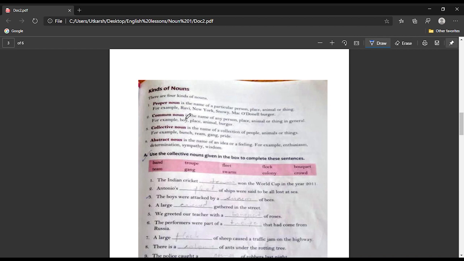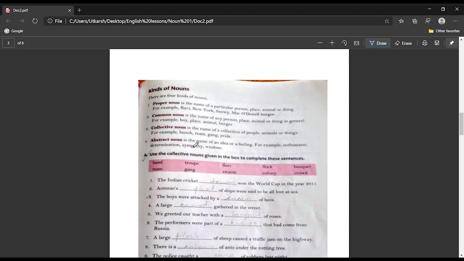Then there is common noun. Common noun is the name of any person, place, animal, thing in general. For example, a boy, place, animal, or a burger. But here, when you talk about McDowell burger, this becomes a proper noun. Collective noun, name of a collection of people. We will see some examples below. It will be easier for you to understand. For example, collection of animals, and collection of things. What are they called? For example, bunch, ream, gang, and pride.